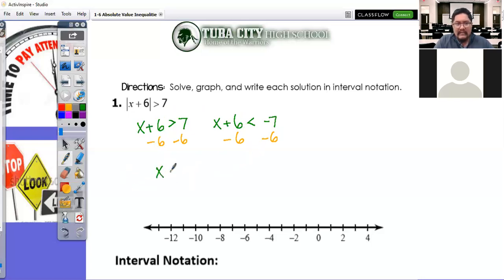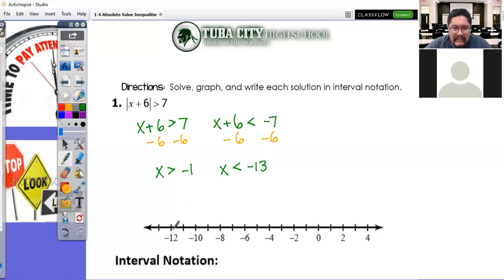So x is greater than -1 and x is less than -13. So negative and negative will combine to make a bigger negative. So now I think we're ready to graph these.